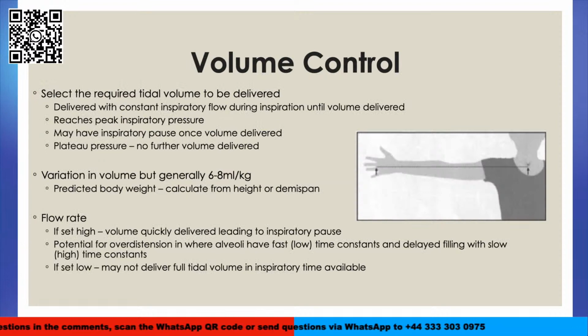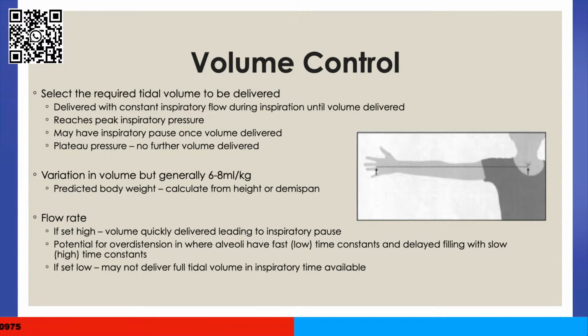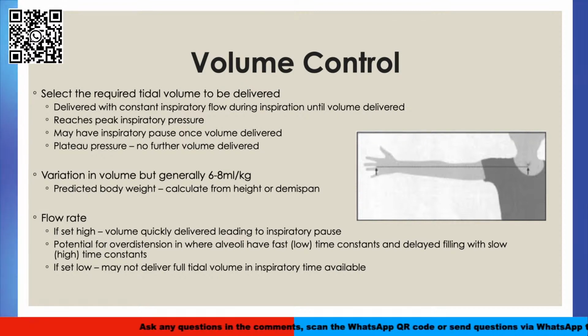So first of all, I'm going to talk about volume control ventilation. And it does what it says on the tin effectively. You select the required tidal volume to be delivered to the patient. And this is delivered with a constant inspiratory flow during inspiration until the entire volume has been delivered. It will then reach a peak inspiratory pressure, and if it's reached the required volume to be administered to the patient, then there may be an inspiratory pause where there's the continued pressure, but there isn't any further volume delivered.